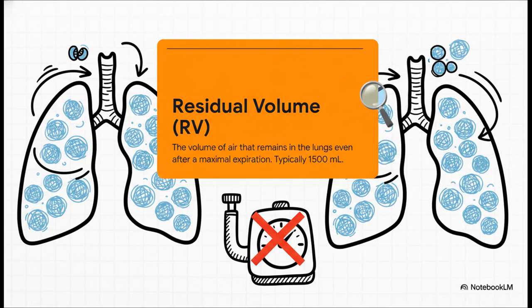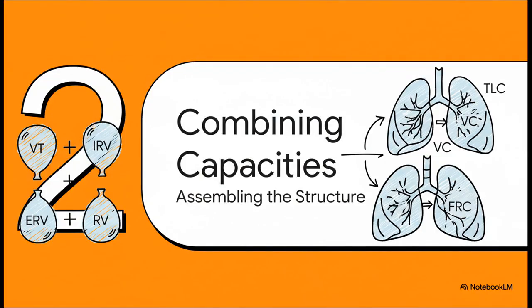And the last of our 4 building blocks is residual volume. Now this is interesting. Even after you've pushed out every last bit of air you possibly can, there's still about 1.5 liters just hanging out in there. And this is absolutely crucial because it's what keeps your tiny air sacs, the alveoli, from completely collapsing. It's like the scaffolding that keeps the whole lung structure propped open. Okay, so we've got our 4 building blocks: VT, IRV, ERV, and RV.